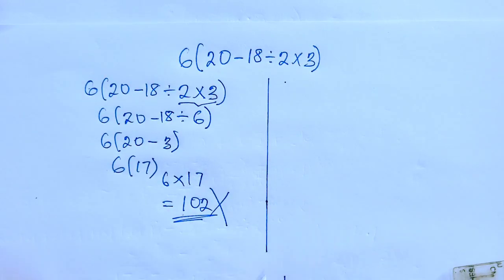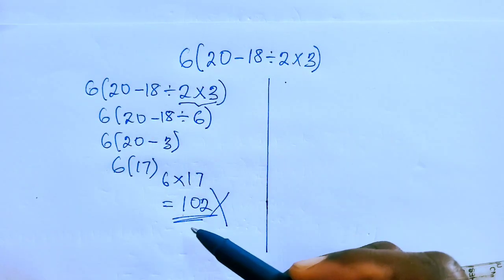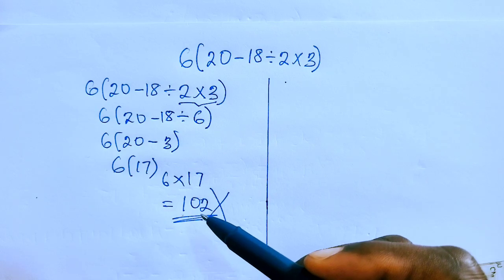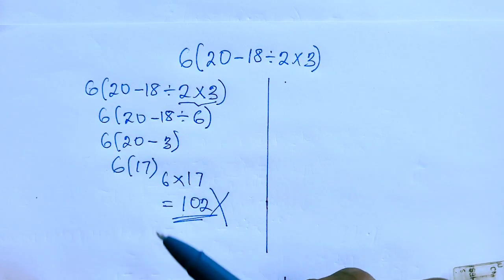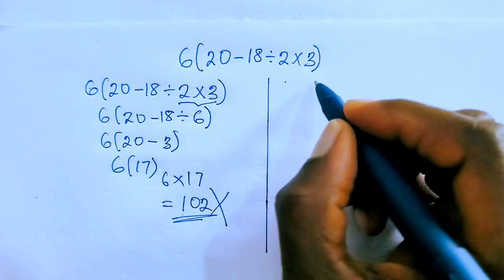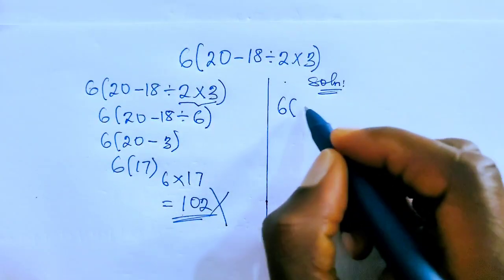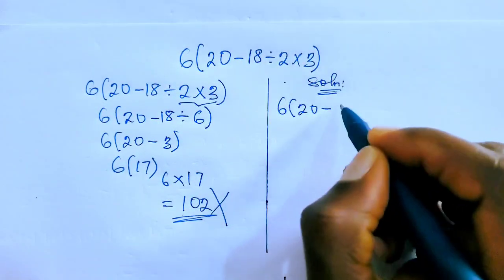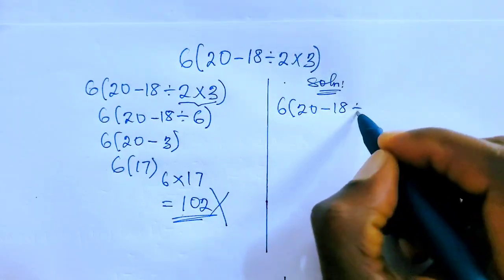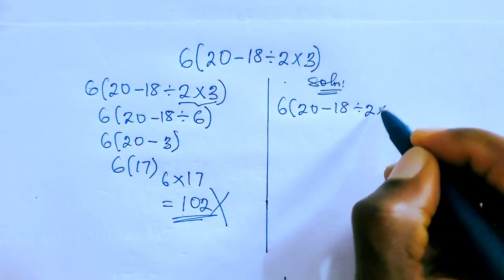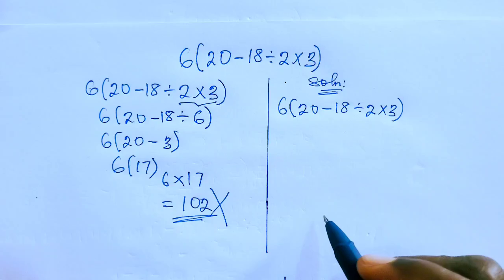But this answer is wrong. Therefore, this first approach is completely wrong. Don't make this mistake. Now, to get this correctly, we are going to have 6 into 20 minus 18 divided by 2 multiplied by 3.